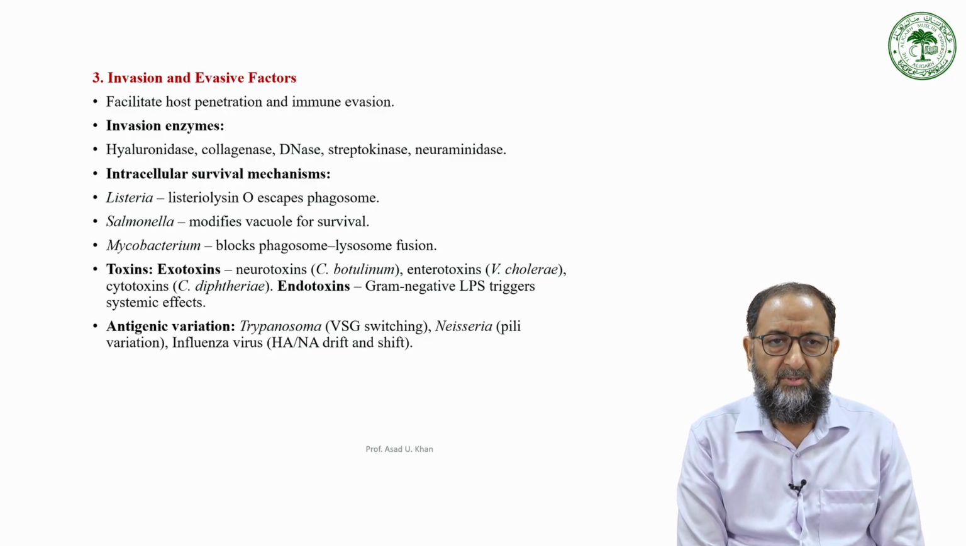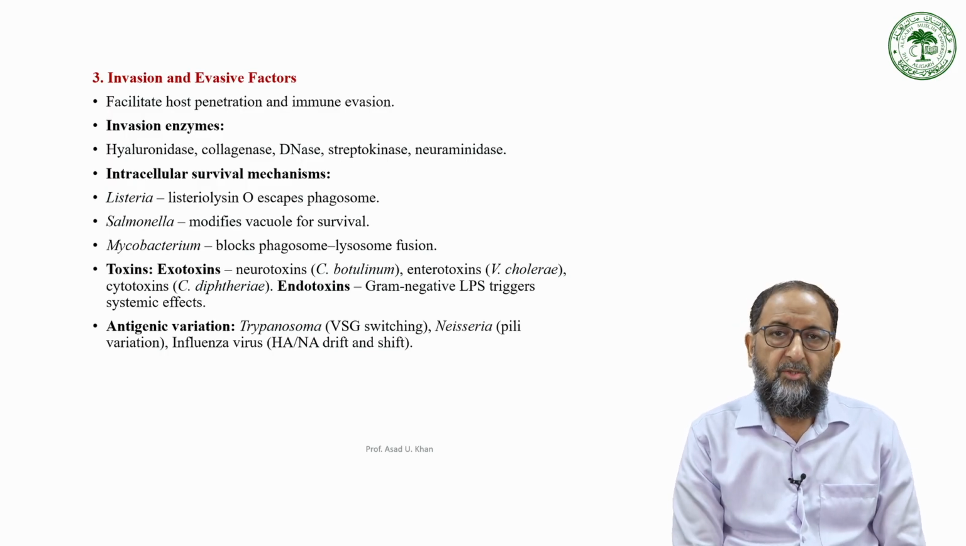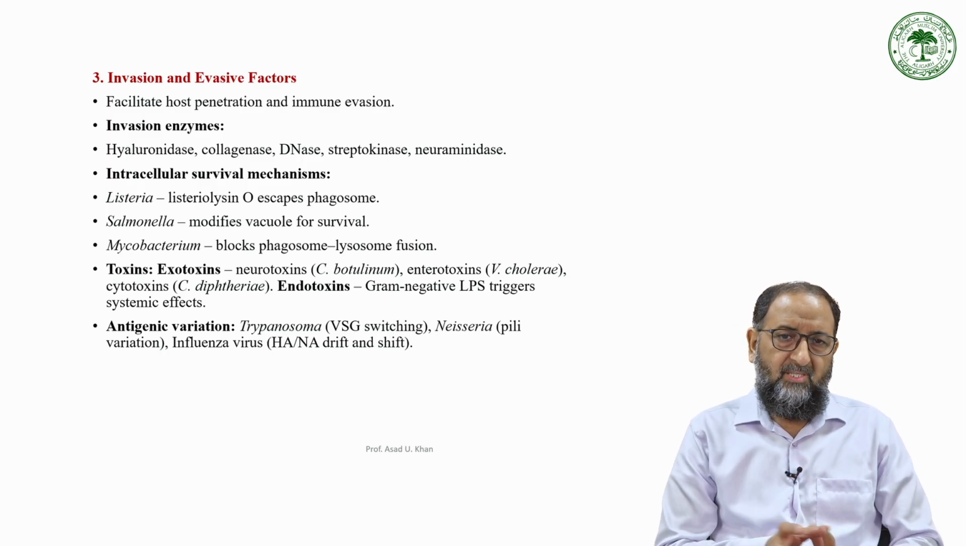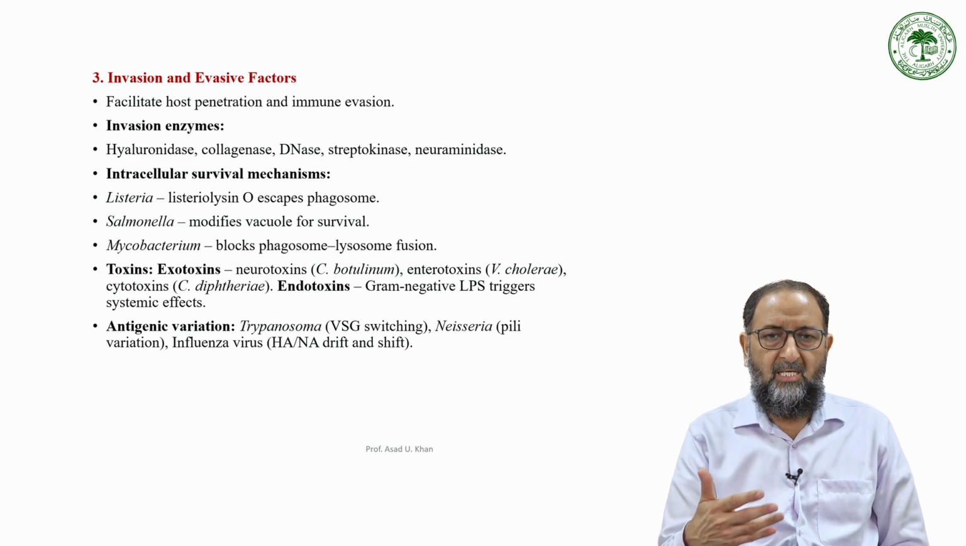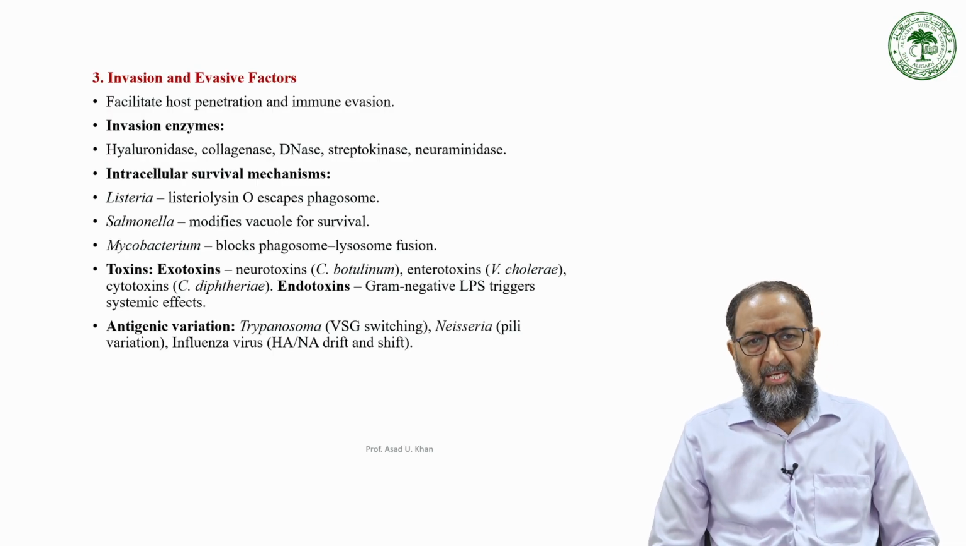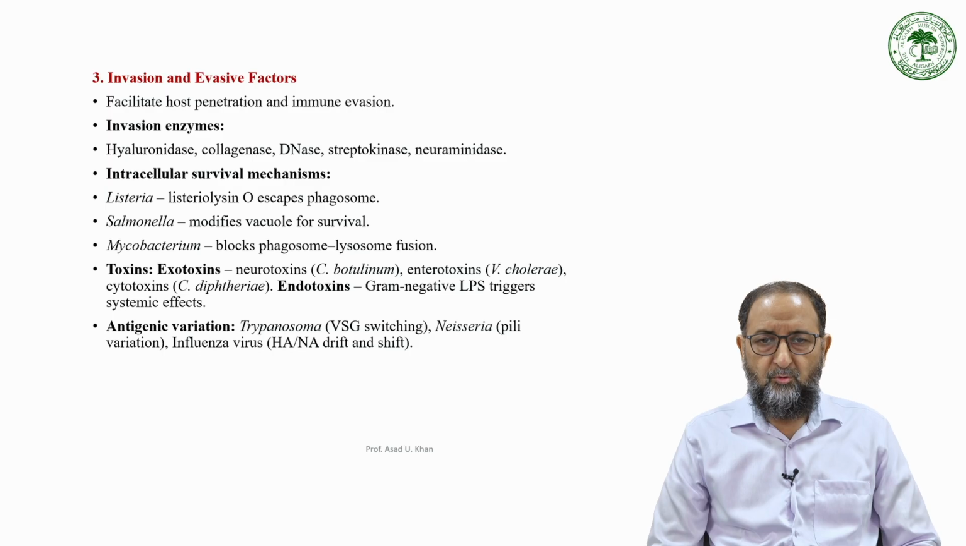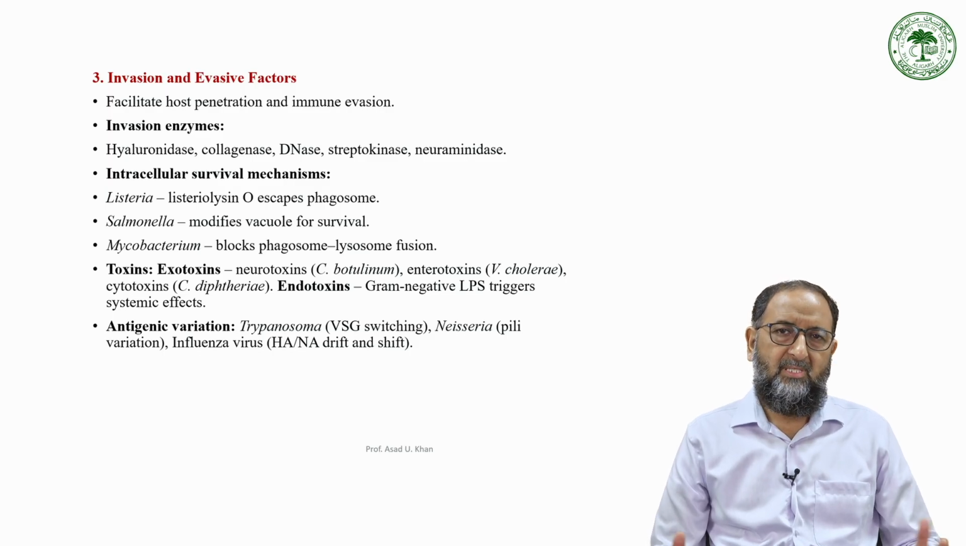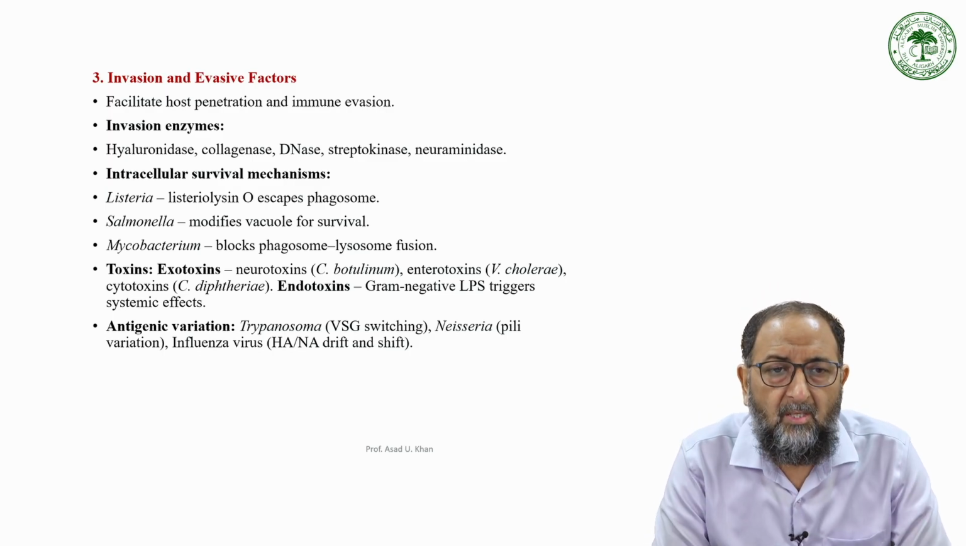Salmonella typhimurium is a species that modifies the vacuole for its survival. So they can modify the vacuole so that the host cells are deceived by Salmonella, and Salmonella can survive in the host cells or host system. Mycobacterium blocks phagosome-lysosome fusion, and so they can protect themselves in the host system.